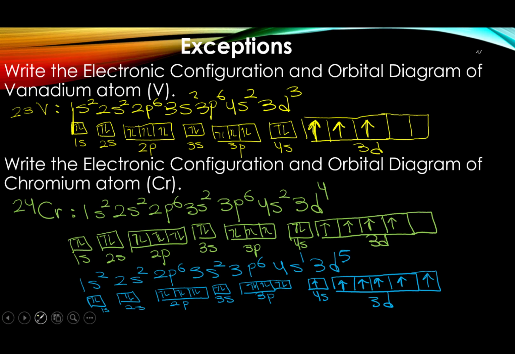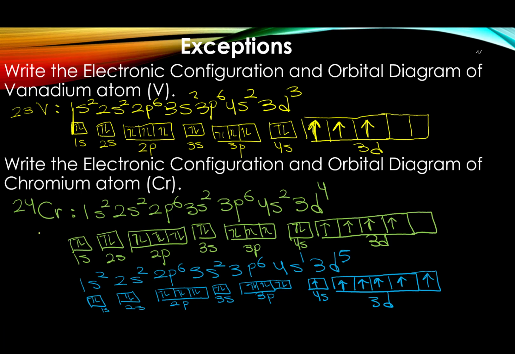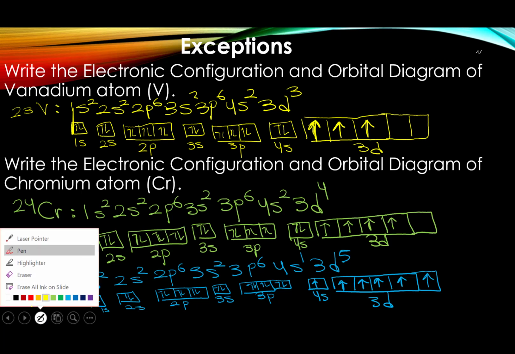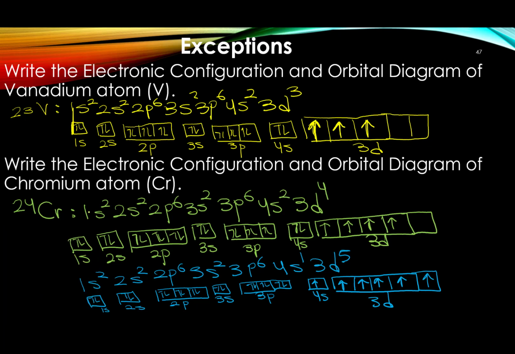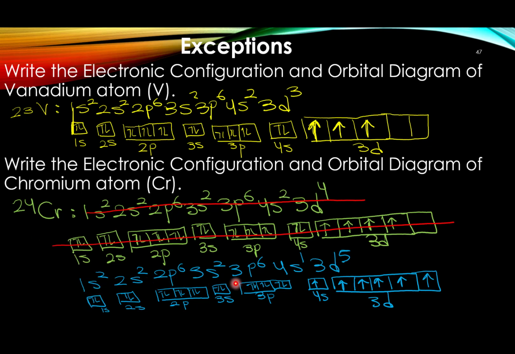Okay, I'm gonna put a line, okay, and this is wrong. I'm gonna go over it in red. That is a good color. Okay, and this will be incorrect. If you do that one, you will not receive any credit. This, the one in blue, is the correct electronic configuration and orbital diagram for chromium.